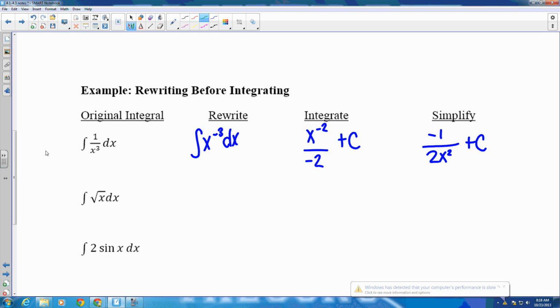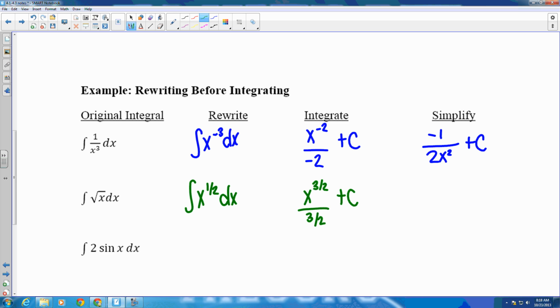Okay, the second one, it's currently the square root of x. We need to rewrite that as an exponent, x to the 1/2 dx. And then we take the integral, so we raise the power by 1 and divide by the same number, plus c. We're never going to leave our answer like that where we're dividing by 3/2, because we can't divide by fractions. We need to rewrite that as multiplication. So instead of dividing by 3/2, we multiply by 2/3. And that's our final answer.